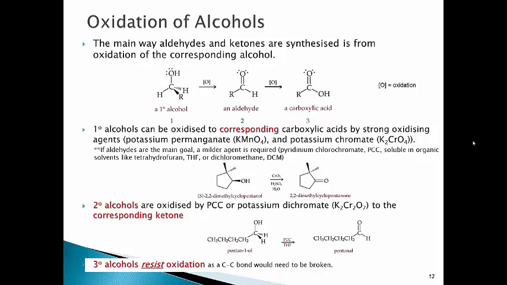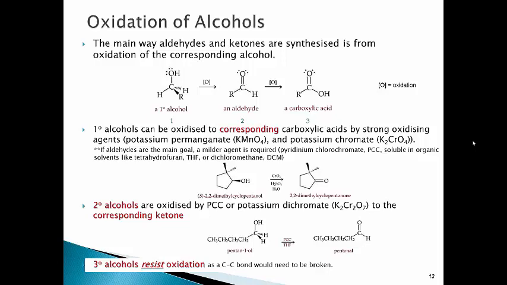So if we don't want to go from an aldehyde to a carboxylic acid, we need to make sure that we've got the right equivalents of oxidizing agent in there, and that can be very, very difficult. So usually what you do is you choose a milder oxidizing agent, so that way you don't accidentally go the 2 steps, you just do the 1 step.